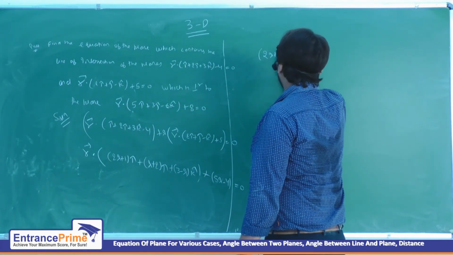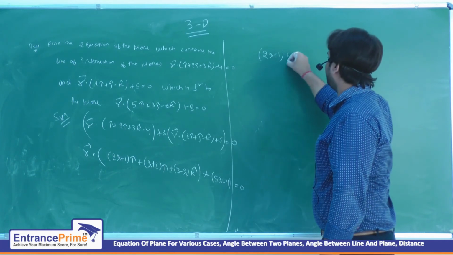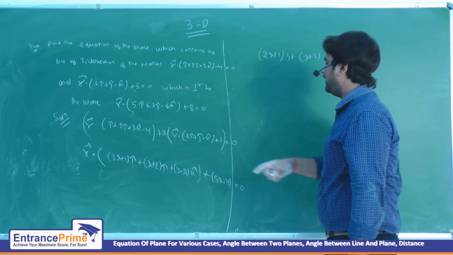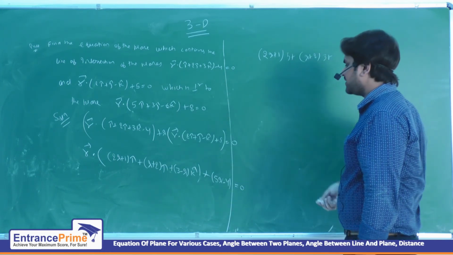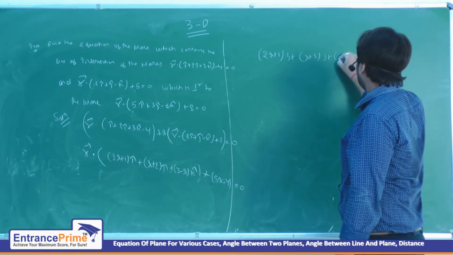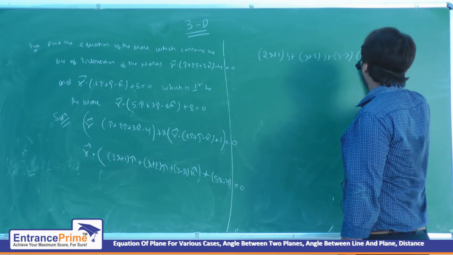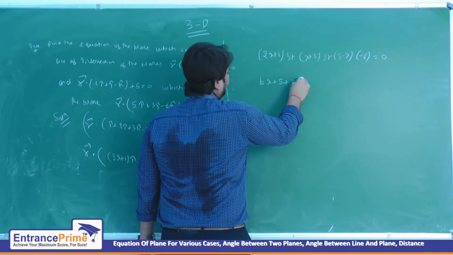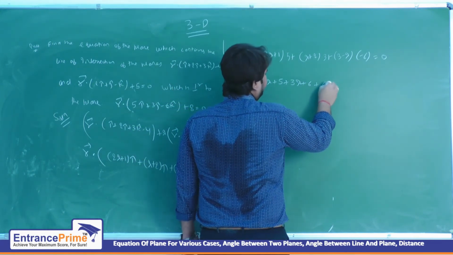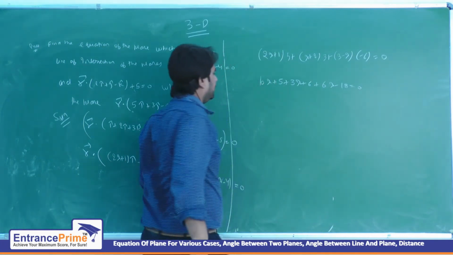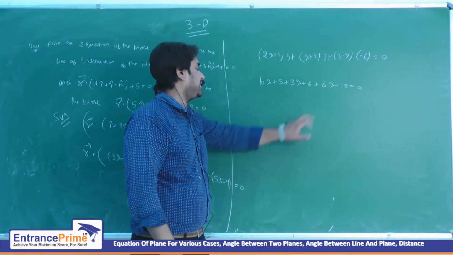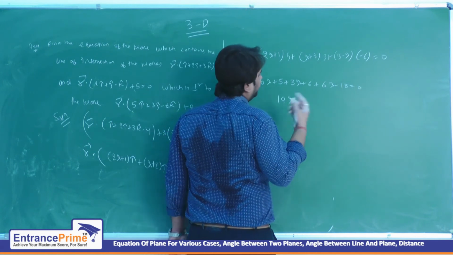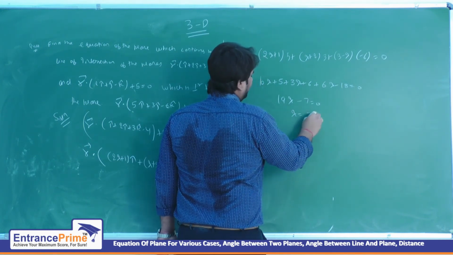So it will become (2 lambda plus 1) multiplied by the coefficient of i cap, that is 5, plus (lambda plus 2) multiplied by 3, plus the third case, (3 minus lambda) multiplied by minus 6, and that should equal 0. So it will become 10 lambda plus 5 plus 3 lambda plus 6 plus 6 lambda minus 18 equals 0. So 10 lambda plus 3 lambda is 13 lambda, plus 6 lambda is 19 lambda. 5 plus 6 is 11, 11 minus 18 is minus 7. That equals 0, so lambda equals 7 by 19.